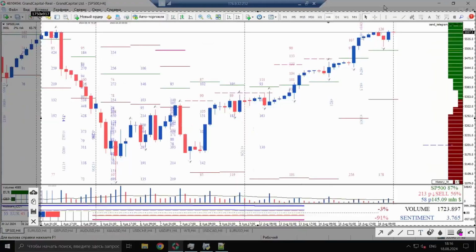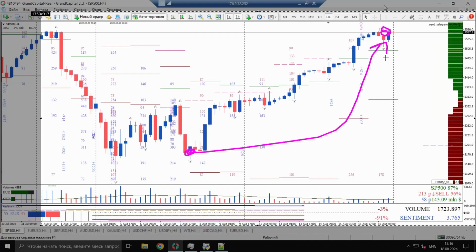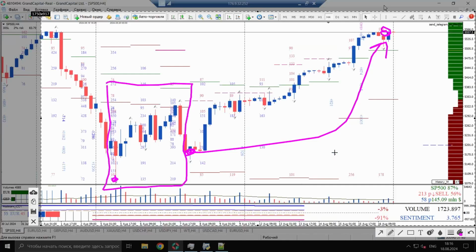So what do we see? Well, yes, theoretically, from this point to this one, I've drawn the impulse. 4, 5, 6. Oh, yes. Let's assume this is the correction. Fine, this candle can be ignored. In terms of the wave, we need to depict the impulse here.